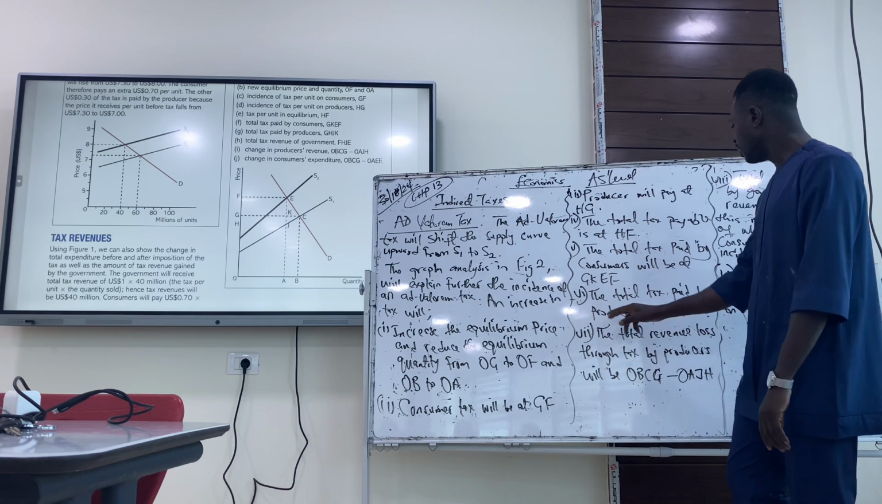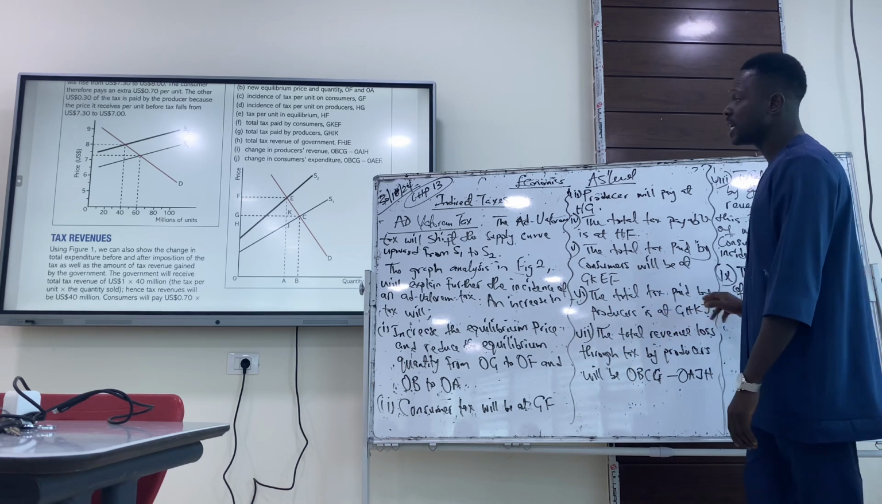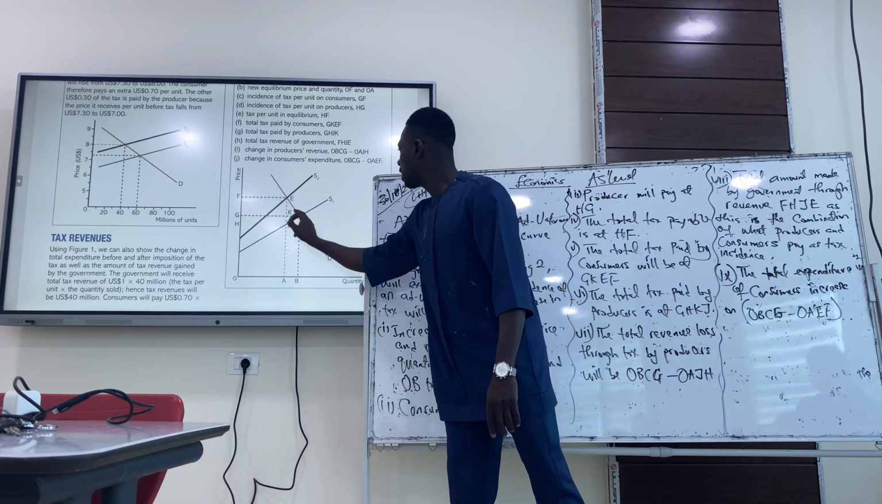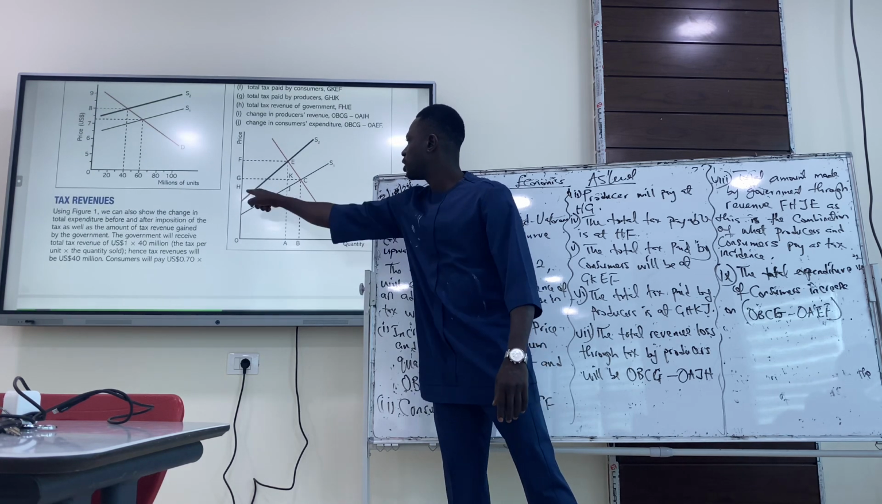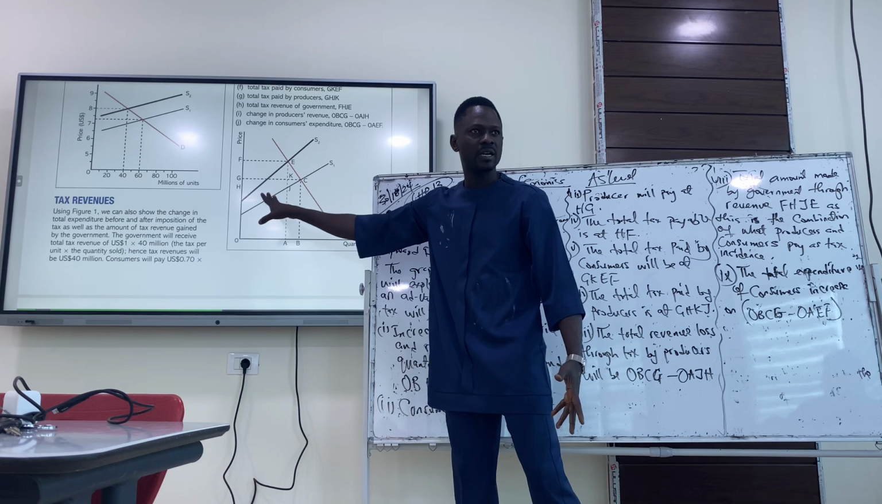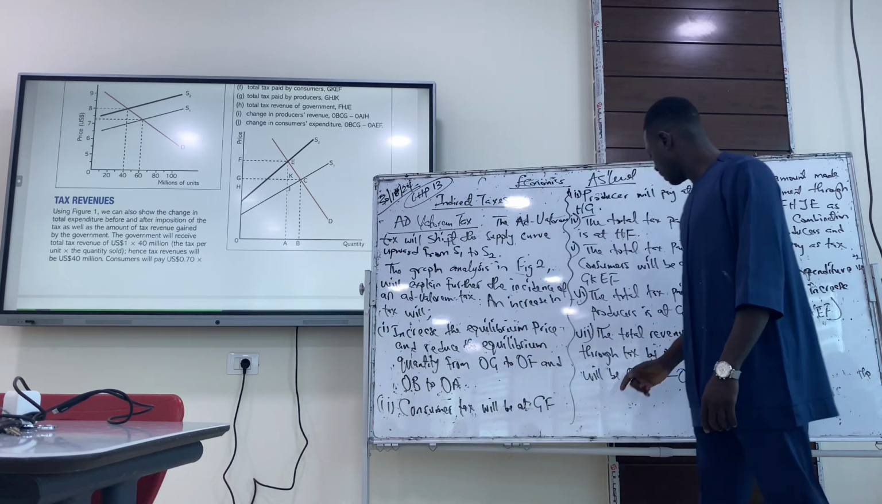Yes. The total tax paid by producers is at GKHJ. We talked about it. GKHJ. This is what producers will pay. I think it's clear. Is it clear, please? Yes, sir. Then the next point.